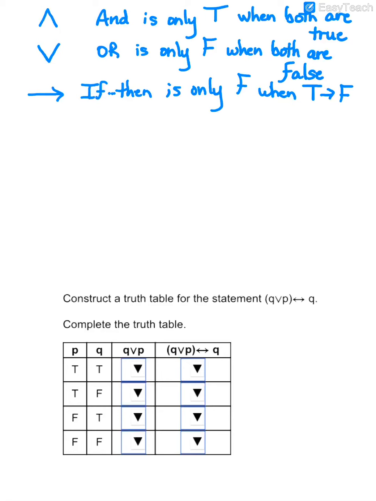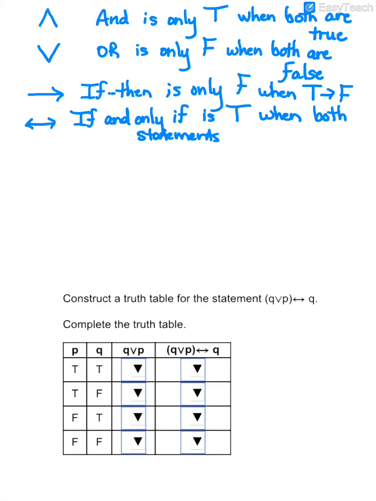Now, with my biconditional statement, remember that is your if and only if. That is going to be true when both statements are the same. So if you have a true double arrow true, or you have a false double arrow false, you'll get a true statement. Otherwise, you'll have false. And then finally, the negation means that you take the opposite truth value of what you have.